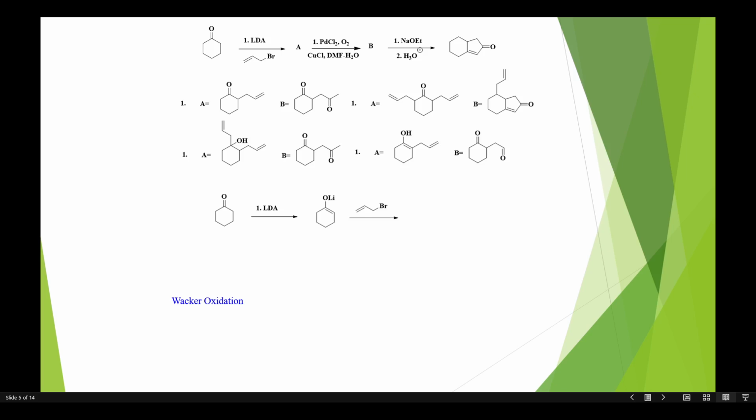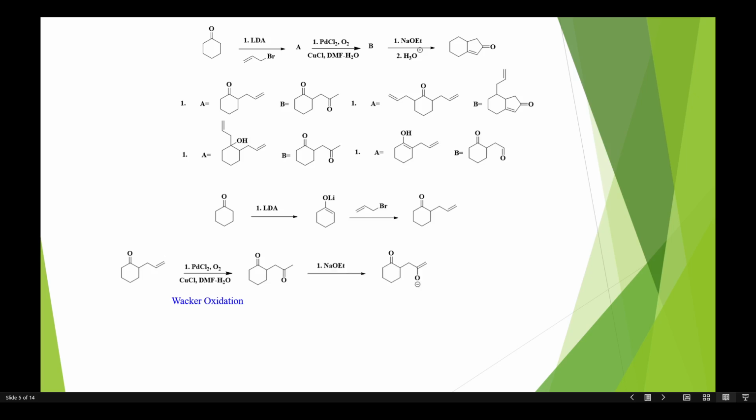Water from the LDA, that will get our corresponding enolates. The lithium enolate will form. And after that, we have allyl bromide, and that allyl bromide will react; the carbon substitution will happen over the enolate. The enolate will attack the corresponding allyl bromide and we will get our corresponding allyl substituted product. And after that, what will happen? In the presence of palladium dichloride and oxygen, oxygen is also the most important thing for that oxidation, we need oxygen and copper chloride, DMF, everything needed for the whole catalytic reaction. From that alkene, you will get your corresponding ketone product by using the Wacker oxidation. And this reaction we call the Wacker oxidation reaction.